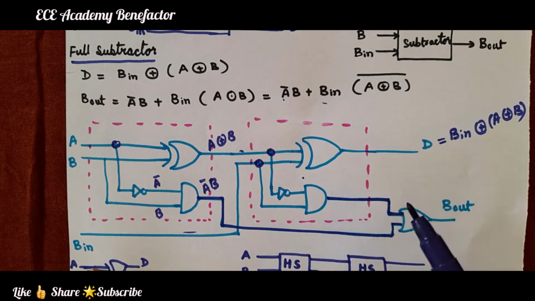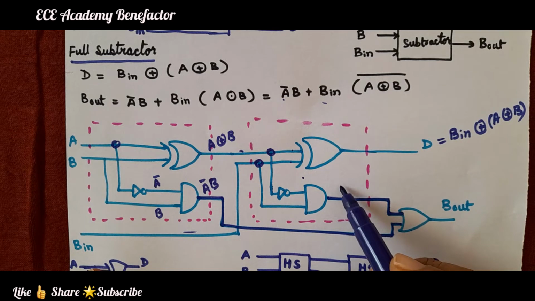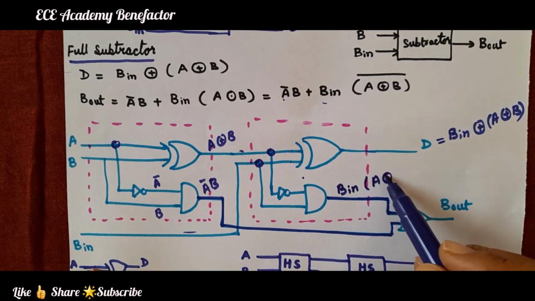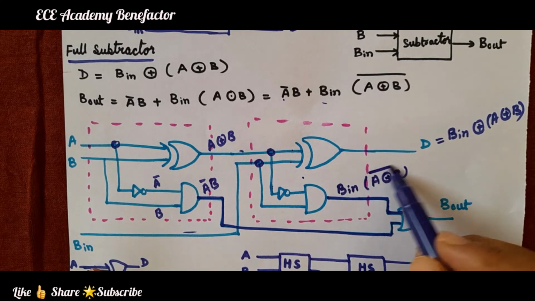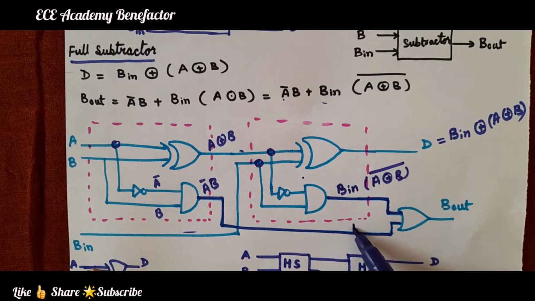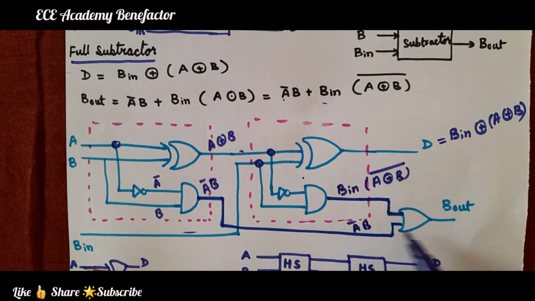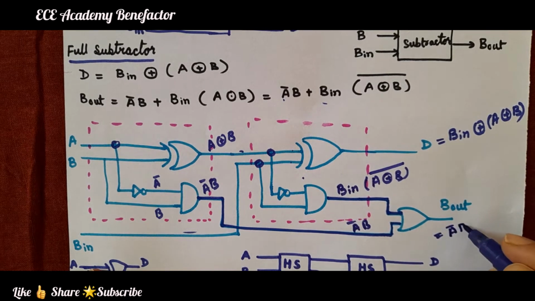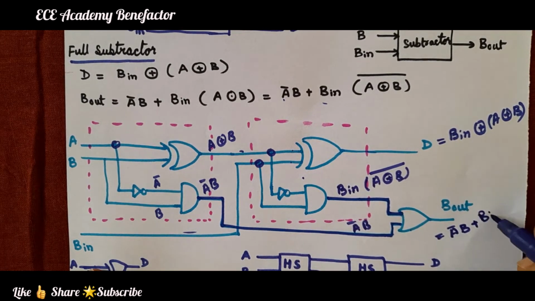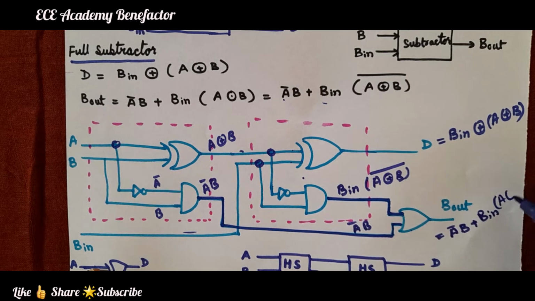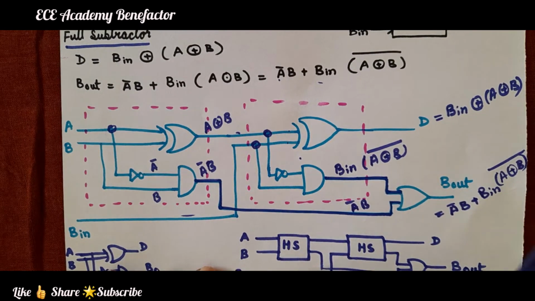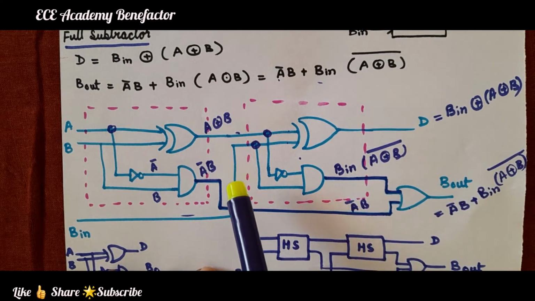So, what will we get here? B in dot A XOR B, the whole bar. Here we are getting A bar B. So, these two are ORed to get the B out expression as A bar B plus B in dot A XOR B the whole bar.